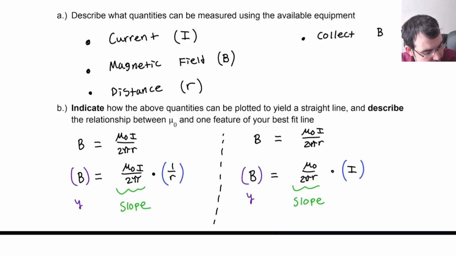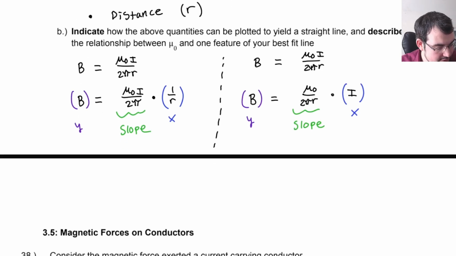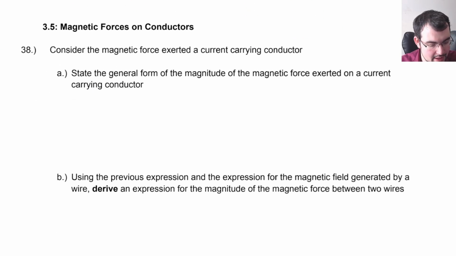Also, this isn't exhaustive, because some people in the audience really enjoy putting as much garbage as possible in the x-axis box to make mu naught your slope. So I could have graphed B versus I over 2 pi r to get a graph whose slope is mu naught. Both of those things work out.